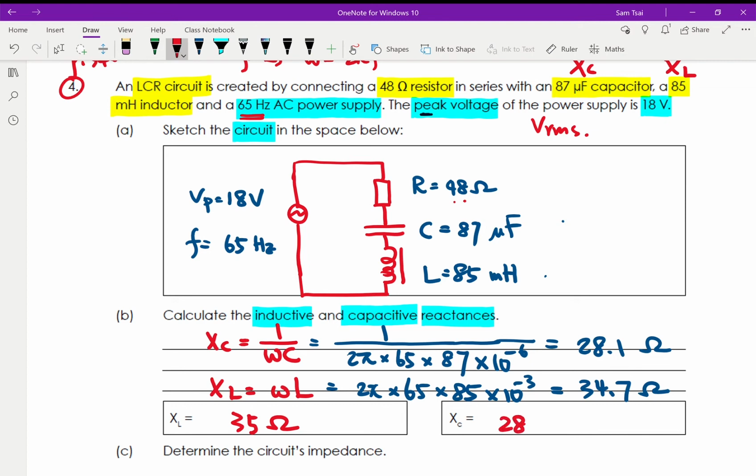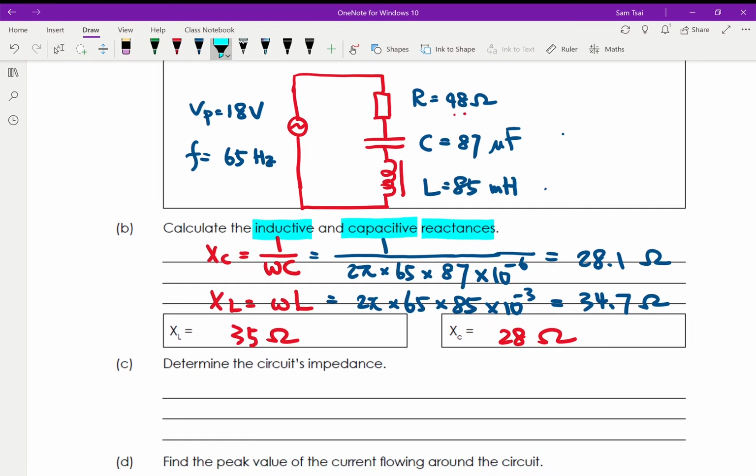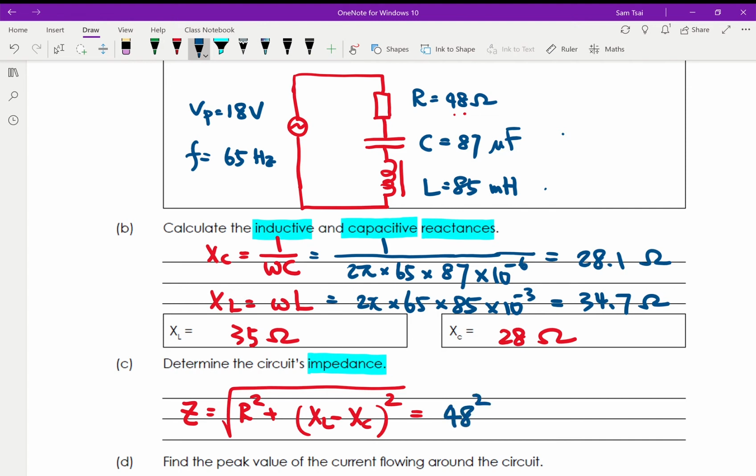XC is 28 ohms. Now we want to determine the impedance. Remember, impedance Z equals the square root of R squared plus, since XL is bigger, XL minus XC squared. So we put in the numbers: R is 48, XL is 35, XC is 28. The answer is 49 ohms.